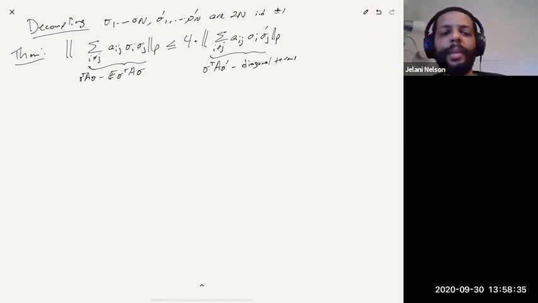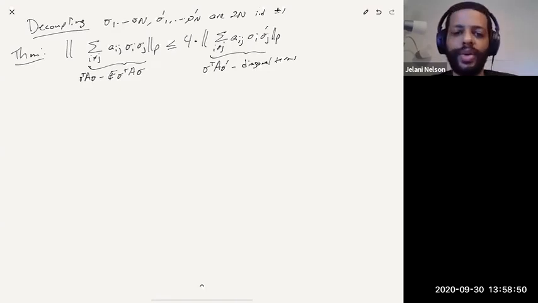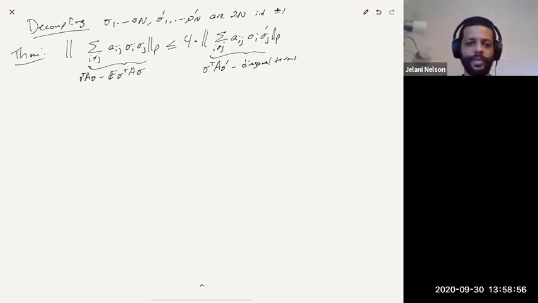So I'm allowed to replace one of the sigmas with a sigma prime and pay at most a constant factor in my p norm. That's what decoupling says. Okay, good. So let's prove this. Okay. So proof.